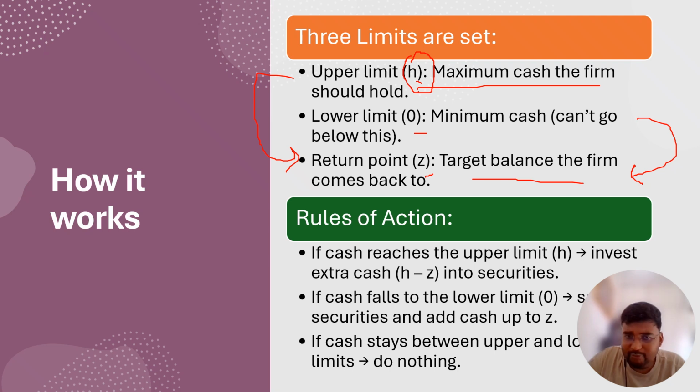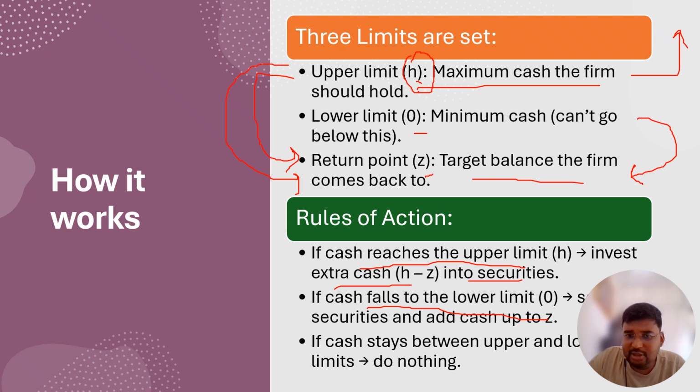So what are you supposed to do? If you have more money than the amount set at H, then in this case, cash reaches the upper limit, and you invest the extra cash into securities. So when you invest the extra cash into securities, you will again come back to Z. Fine. If the cash falls to the lower limit 0, fine.